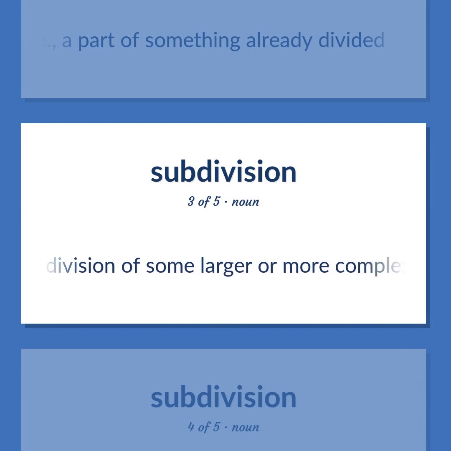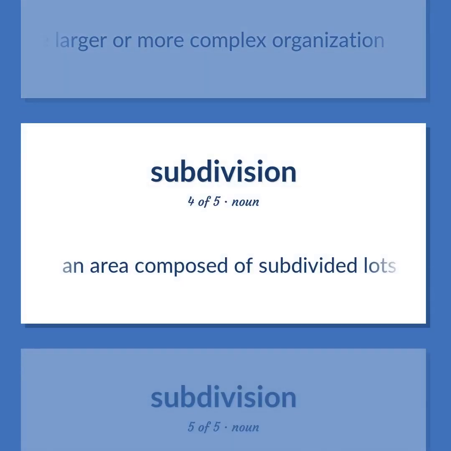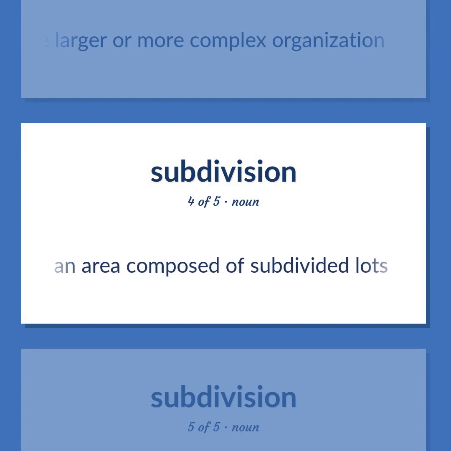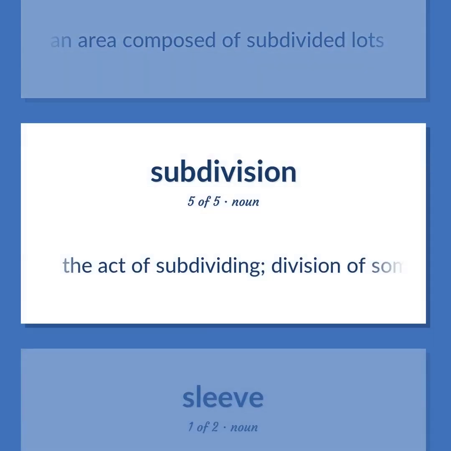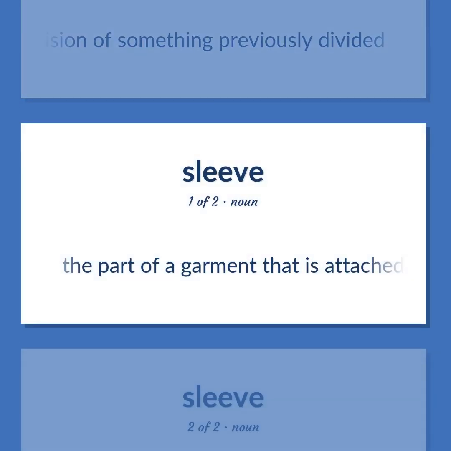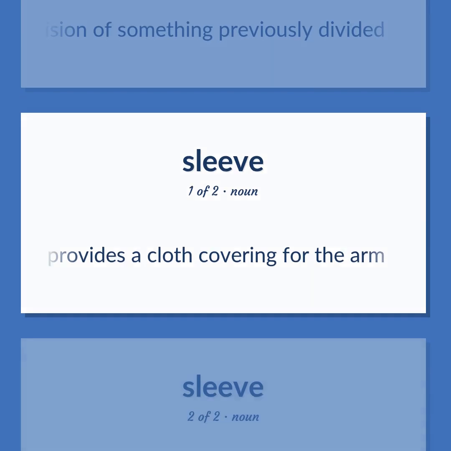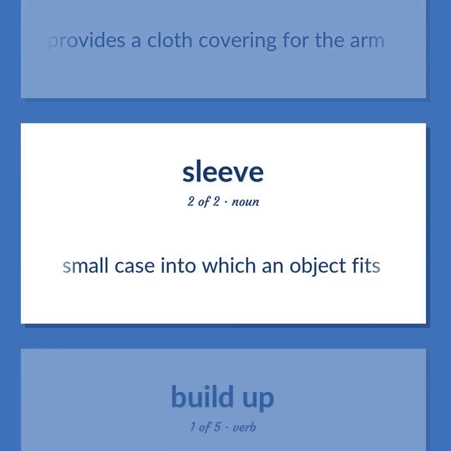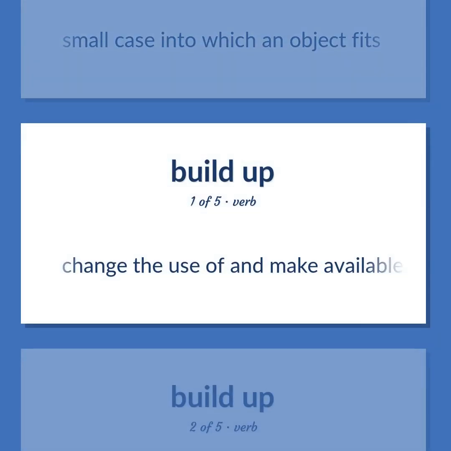A division of some larger or more complex organization. An area composed of subdivided lots. The act of subdividing. Division of something previously divided. The part of a garment that is attached at the armhole and that provides a cloth covering for the arm. Small case into which an object fits. Change the use of and make available or usable.